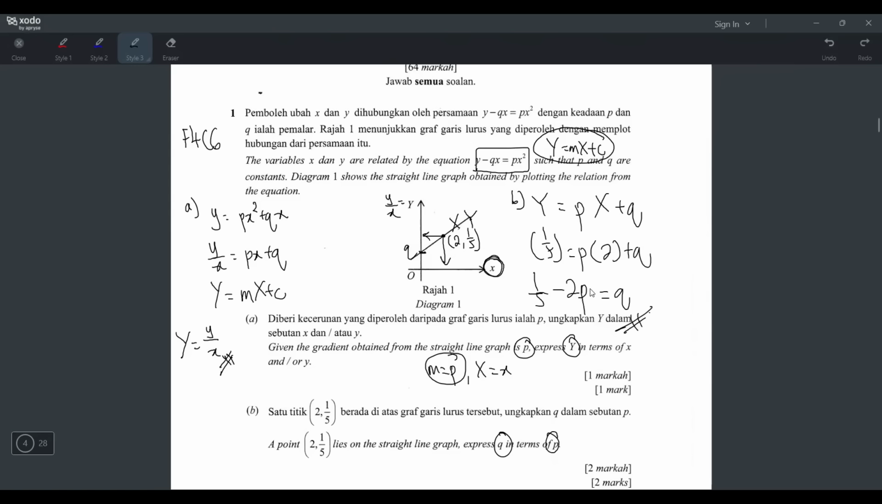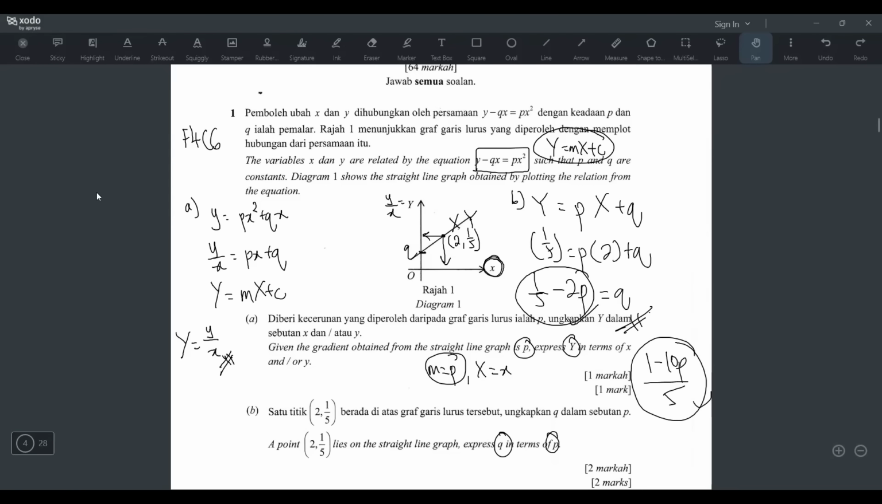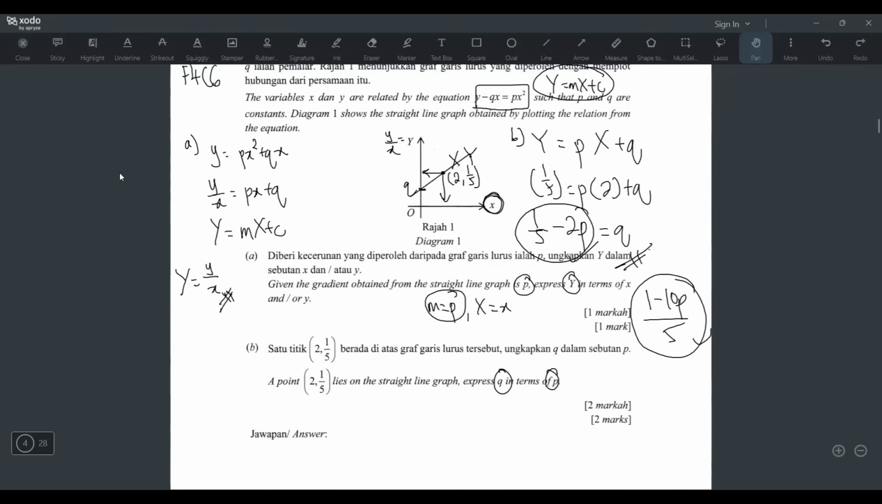Okay, there's another way to write this. You can make it into a single fraction, right? If you make it into a single fraction, it will be 1 minus, okay, the 2p times 5 will become 10p, over 5. All right, this is also another way to write it. So you can write it like this or like this. They are the same thing. Alright, so that's all for number 1.